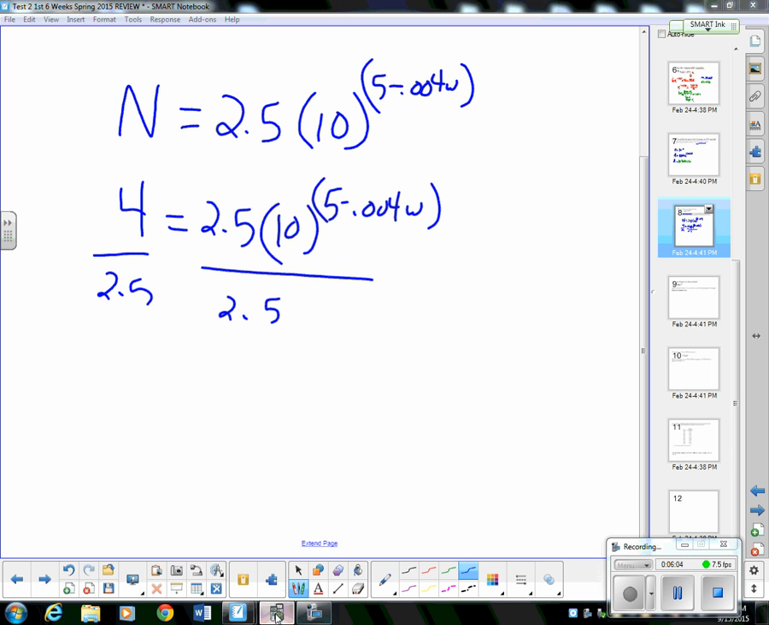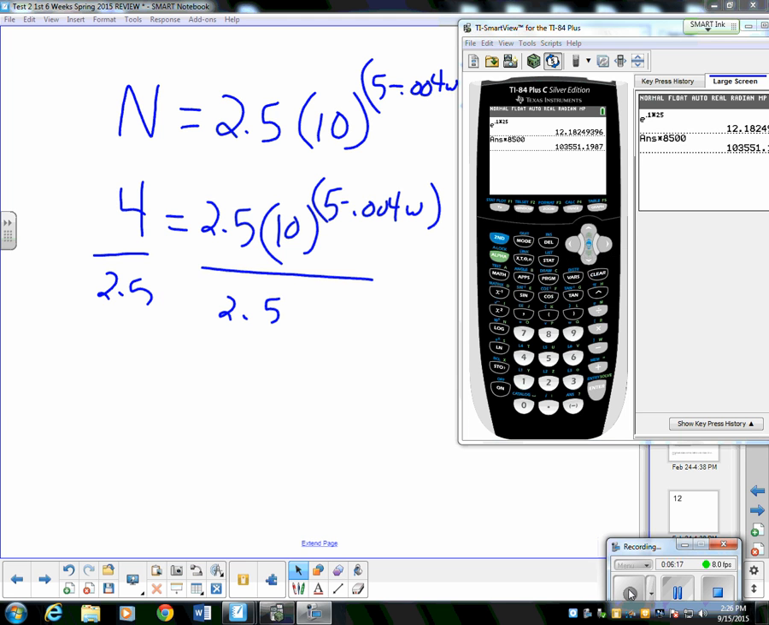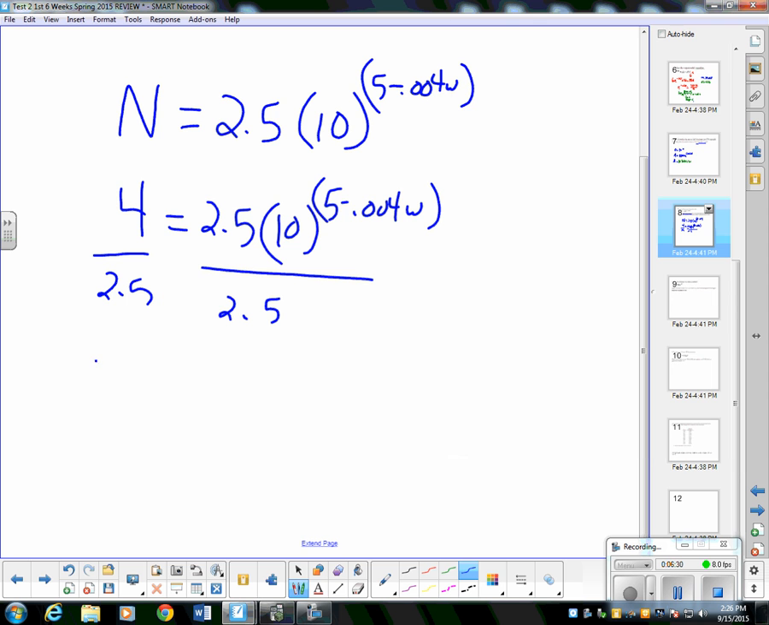Okay, I had to pause it there for a second. If you take 4 and divide it by 2.5, you get 1.6. So just writing this out, I have 1.6 is equal to 10 raised to the 5 minus 0.004 power.